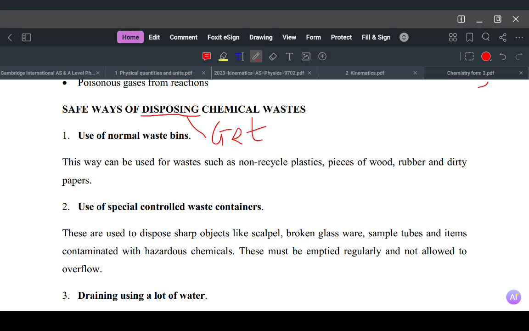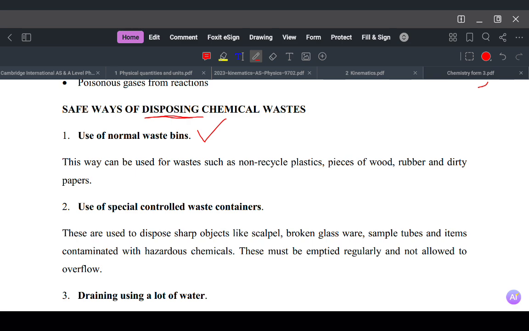To dispose means to get rid of the chemicals, to remove them from where they are generated, let's say from your lab. How do you safely get rid of these wastes? To dispose simply means to get rid or to remove them and throw them away to appropriate sites. All right, so your syllabus requires you to know the different safe ways of disposing chemical waste.